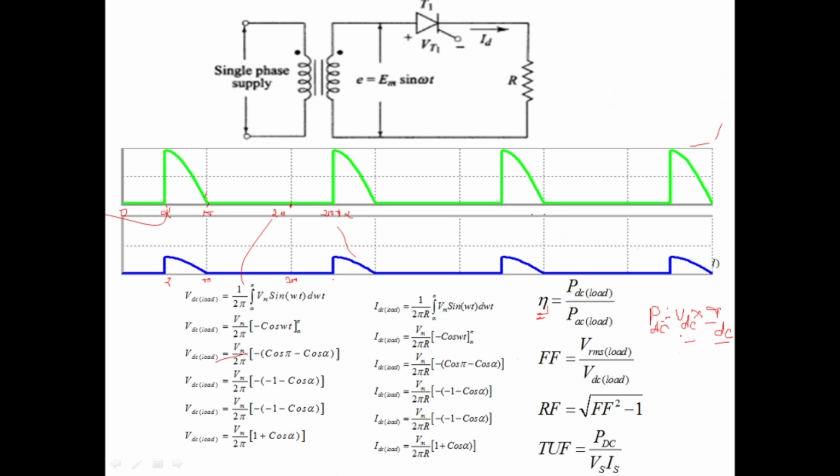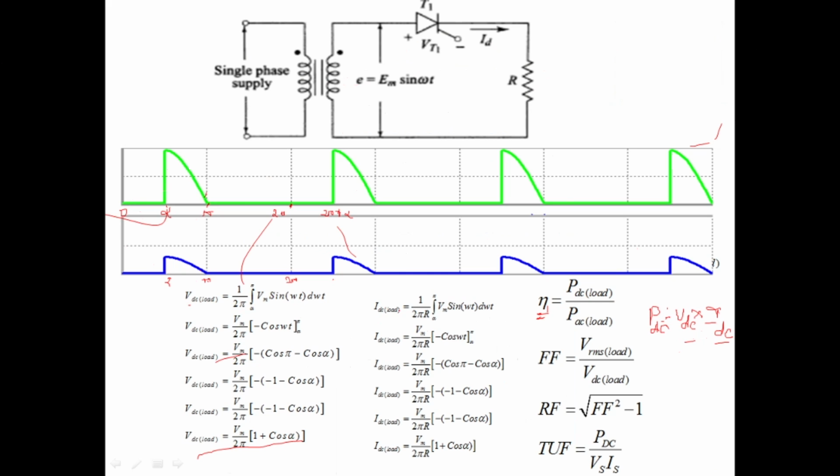What is VDC? VDC is the average voltage delivered by this circuit to this load. We have seen these waveforms, and we have already derived the formula. Last class we derived VDC of load as 1 by 2 pi, integral from alpha to pi of Vm sin omega t d omega t. After simplification, we got the final result: Vm by 2 pi into 1 plus cos alpha.